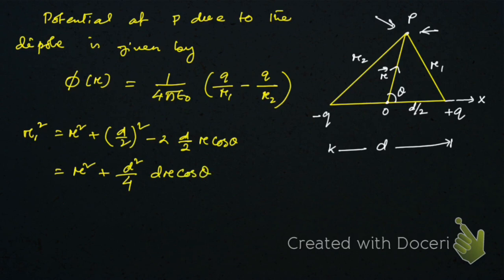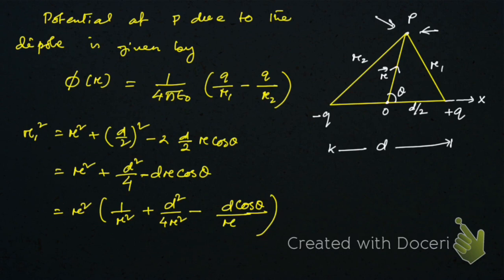So taking r square common, you will get 1 plus d square by 4 r square. Sorry, here I have missed the minus sign, minus d cos theta by r, that's going to be r as the denominator, right? That's what we're going to get on taking r square common. So therefore r1 will be equal to, here the square root of r square will be r, right?